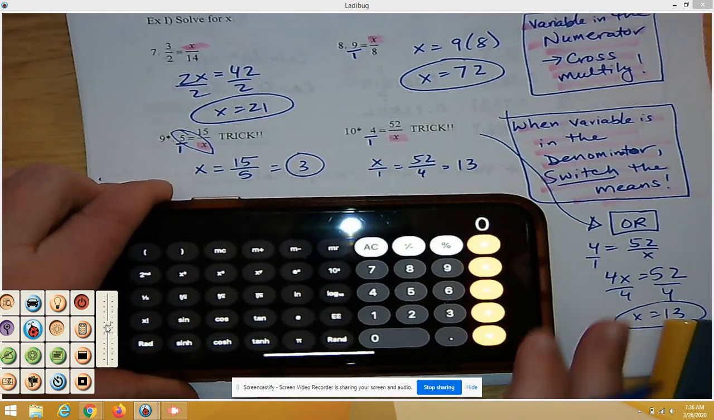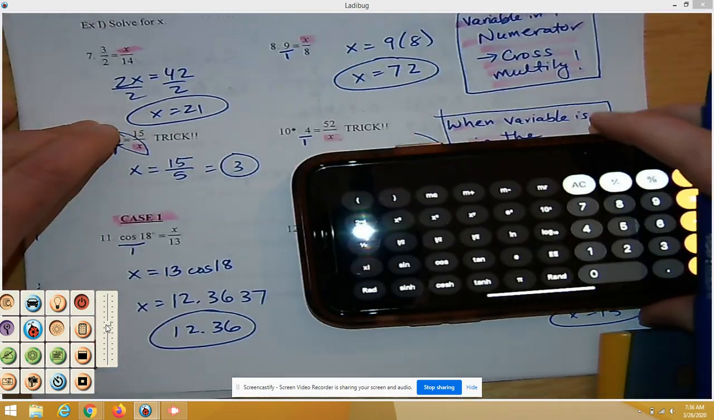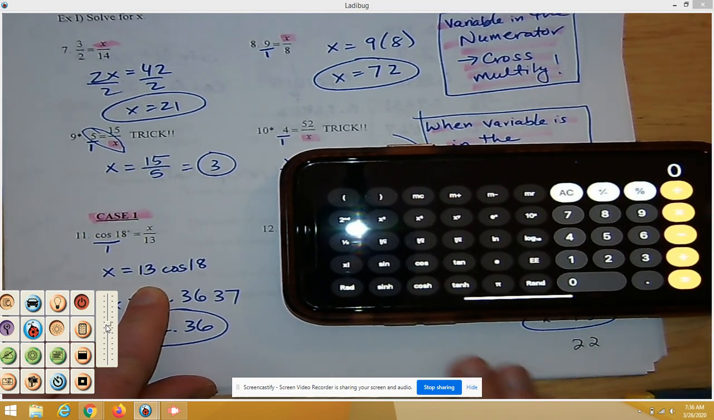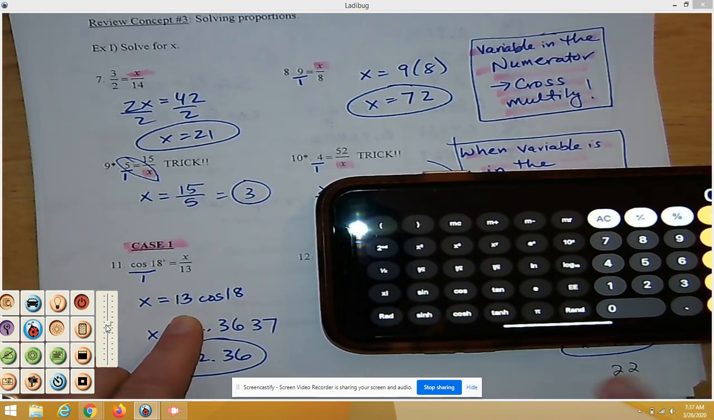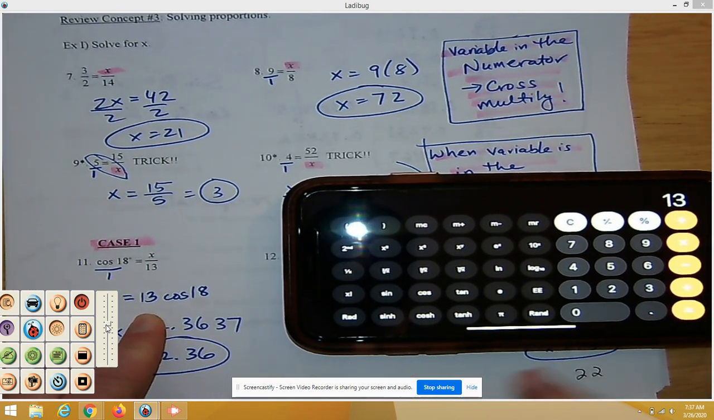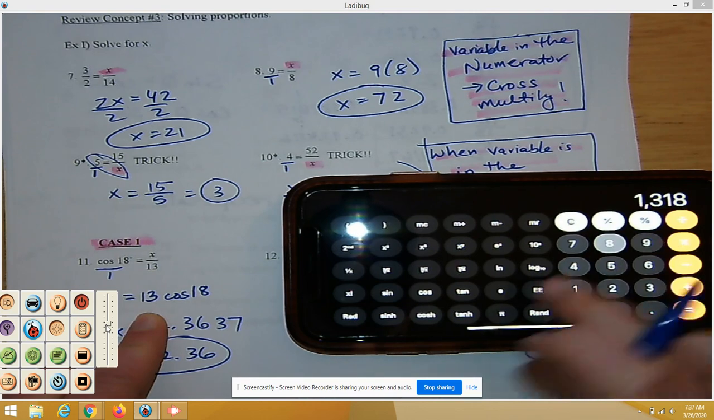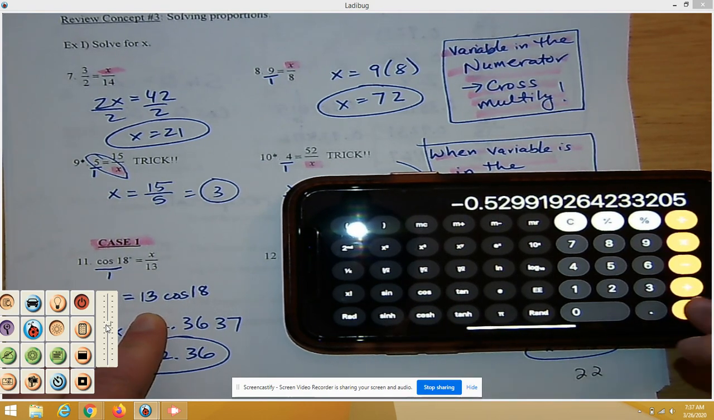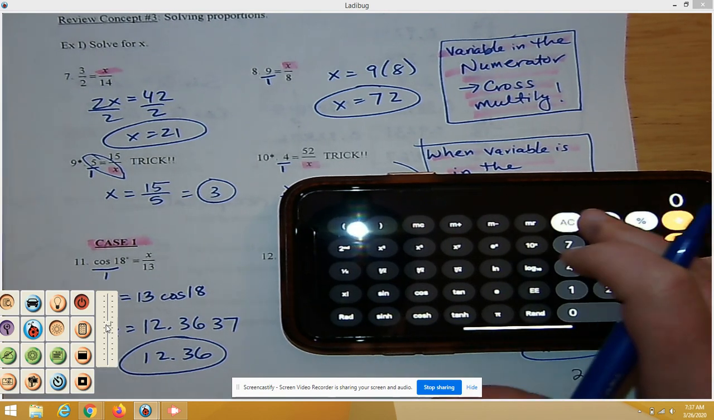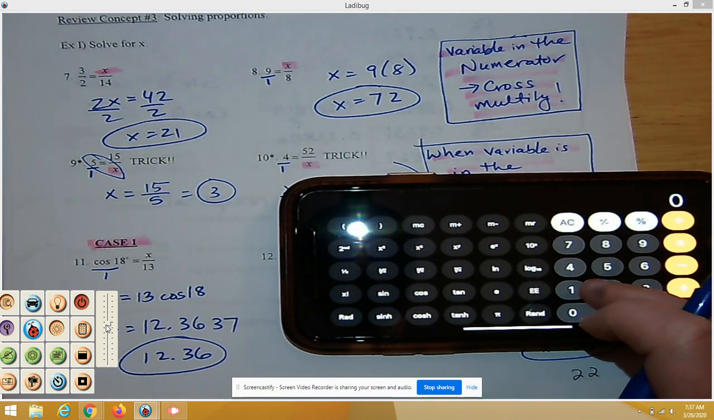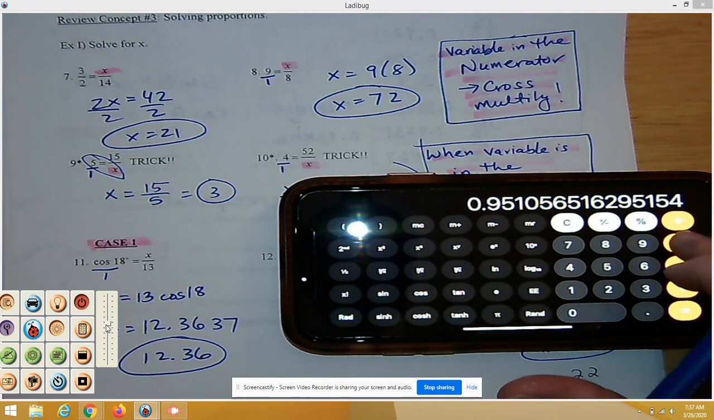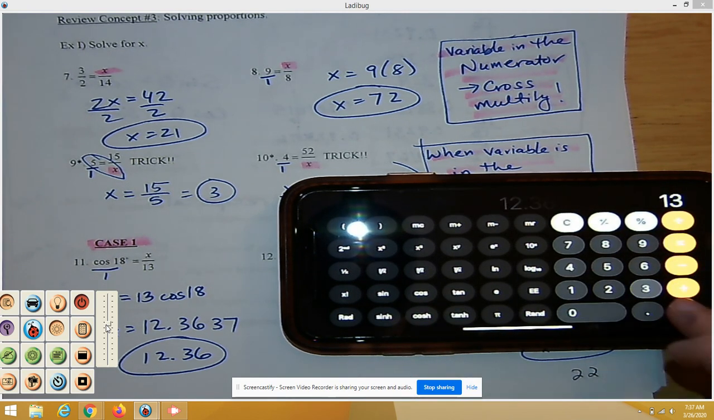All right, so here we go. I want to do 13 times the cosine of 18. So I'm going to come over here and type in 13. And then this is where it's kind of weird. You're going to do 18 cosine and then hit equals. And that did not work. All right, so let's try that again. So maybe I would do 18 and then the cosine times 13.